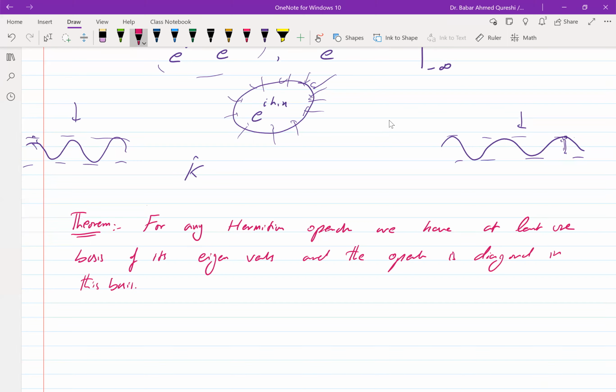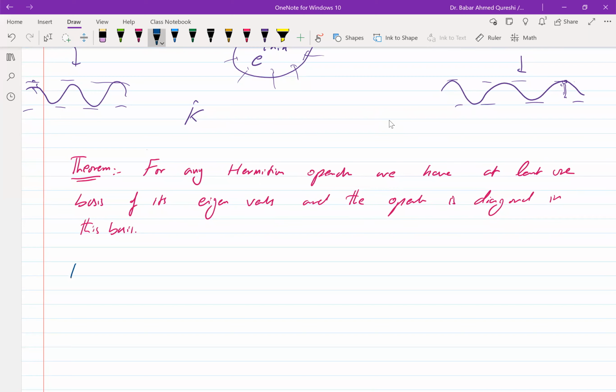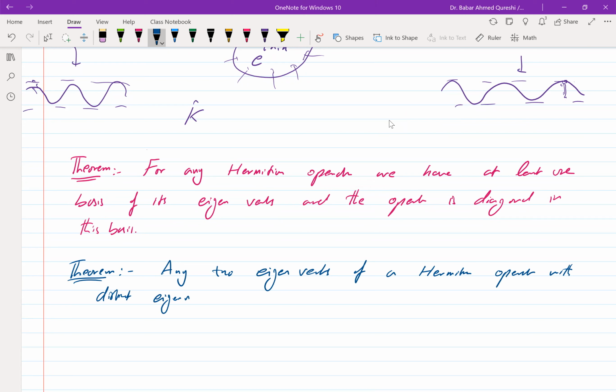Now, we know that, and part of it was, I don't know if we wrote it or not, any two eigenvectors of a Hermitian operator with distinct eigenvalues are orthogonal. I think we wrote it, but let me write it again.